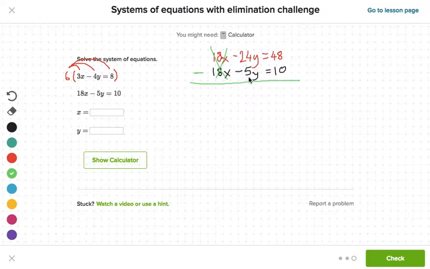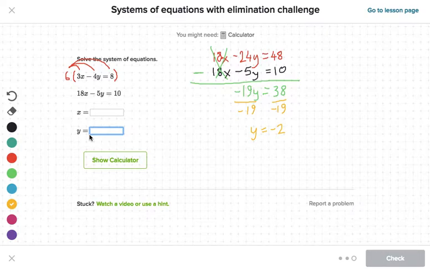-24y minus 5y is -19y. Of course, watch out for those negatives. A negative minus a negative is like adding rather than subtracting. So finally, 48 minus 10 is 38. And our next step is going to be dividing by the coefficient. If we divide by -19 on both sides of the equal sign, we will, of course, get y equals -2.